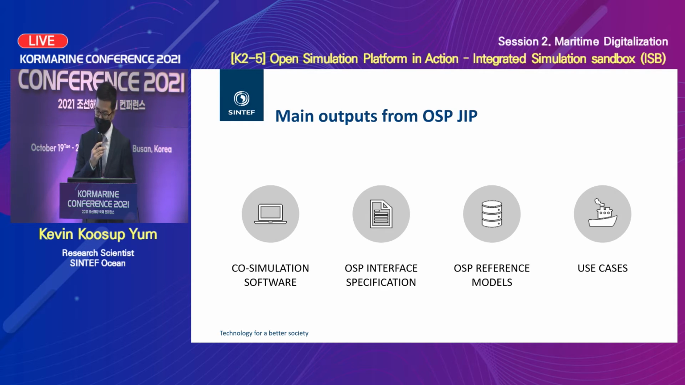The third output is OSP reference models. It's a kind of model library which has different types of models and different types of system configuration, showing examples of how to set up the system in the OSP environment, and also providing some models with which you can start your system modeling. Finally, there were use cases that demonstrated the feasibility of the methodology in different life cycle phases of a ship: design, commissioning, and operation.